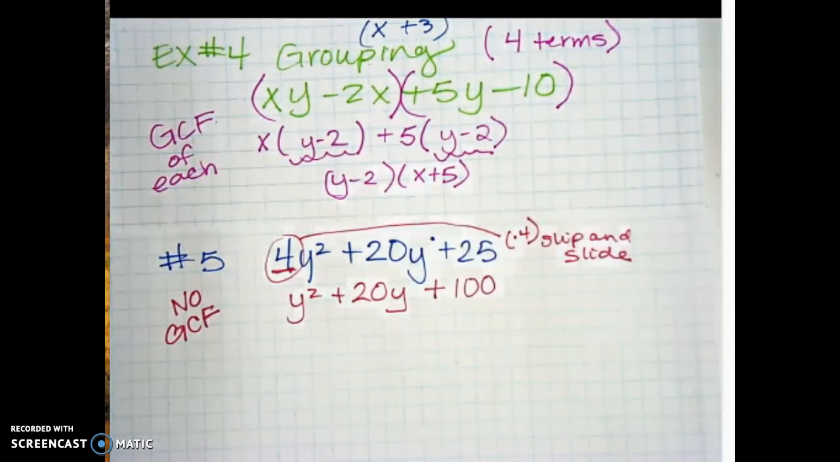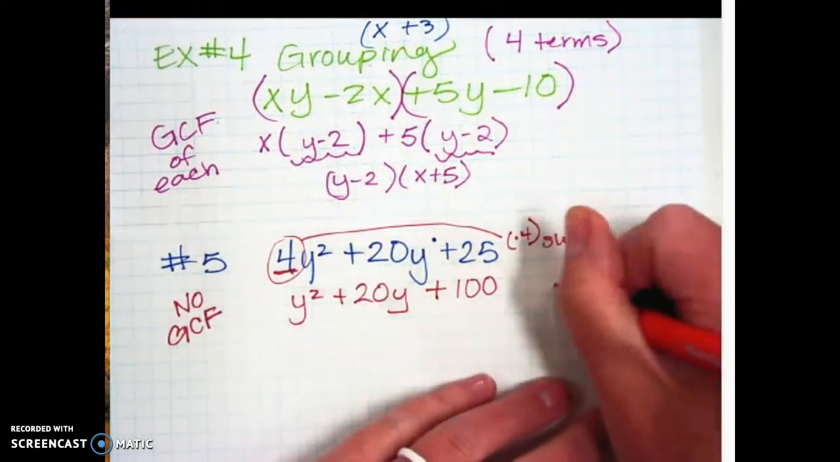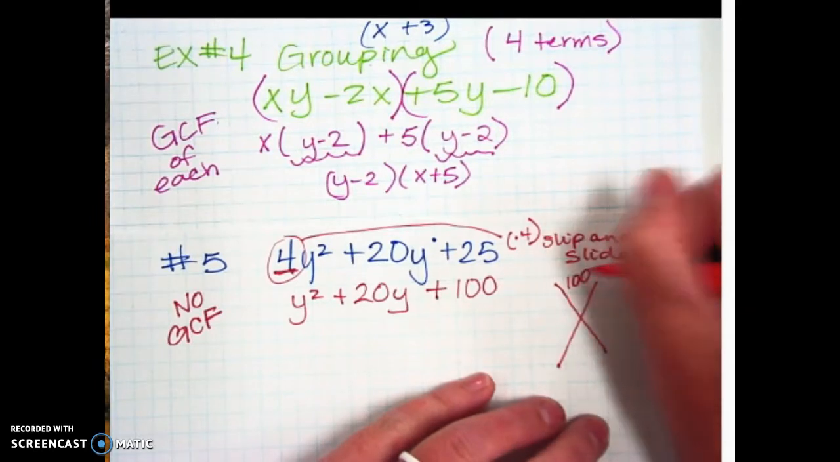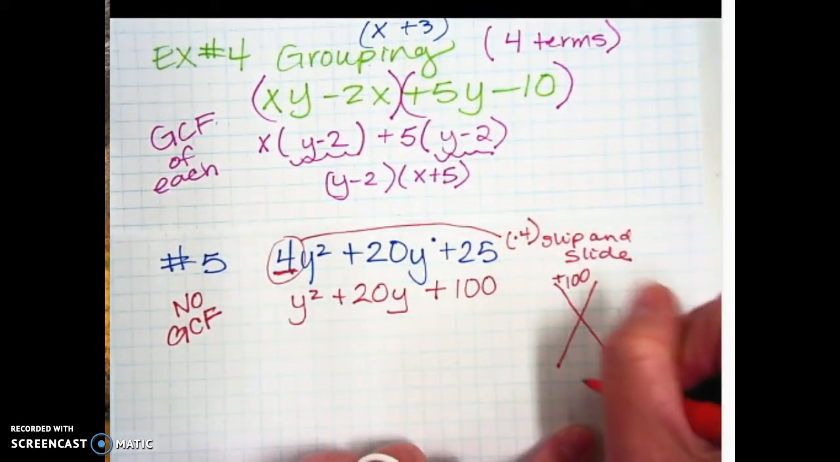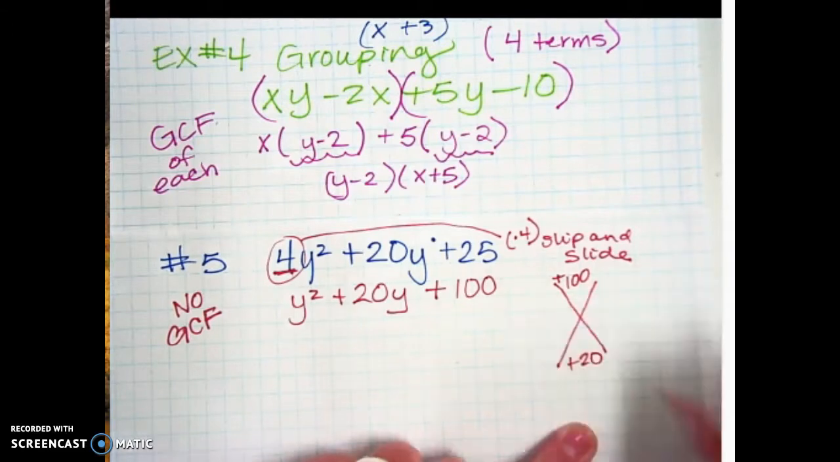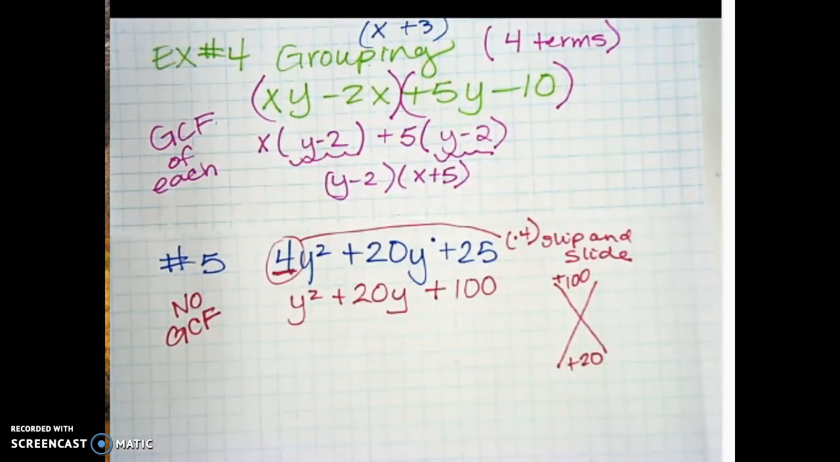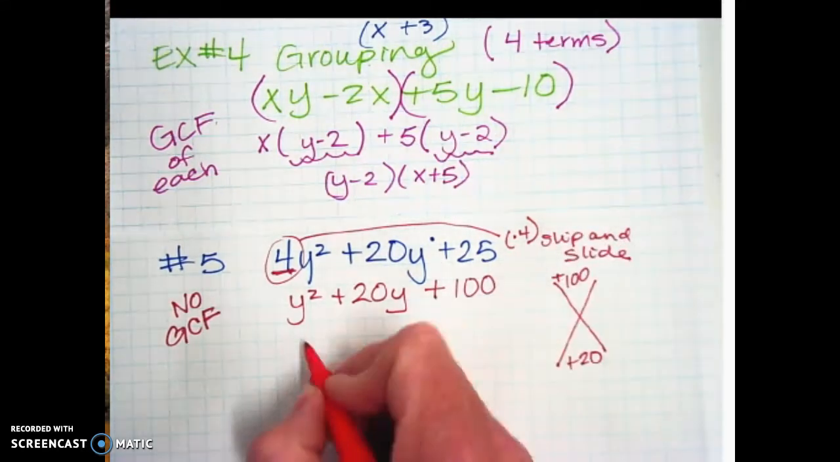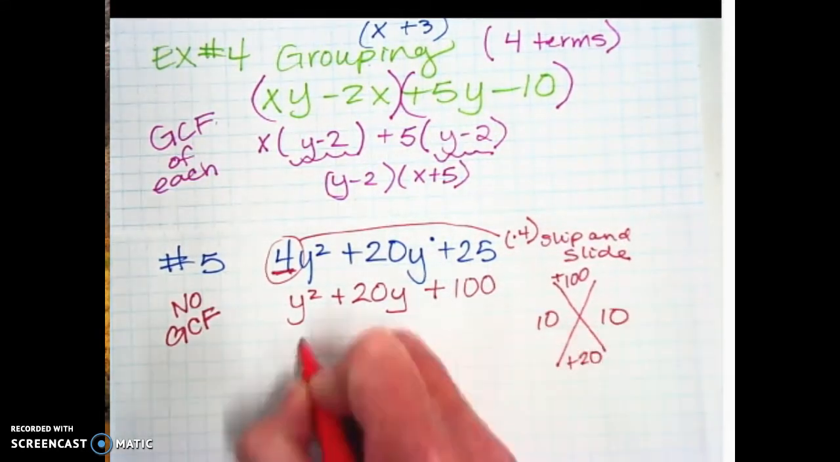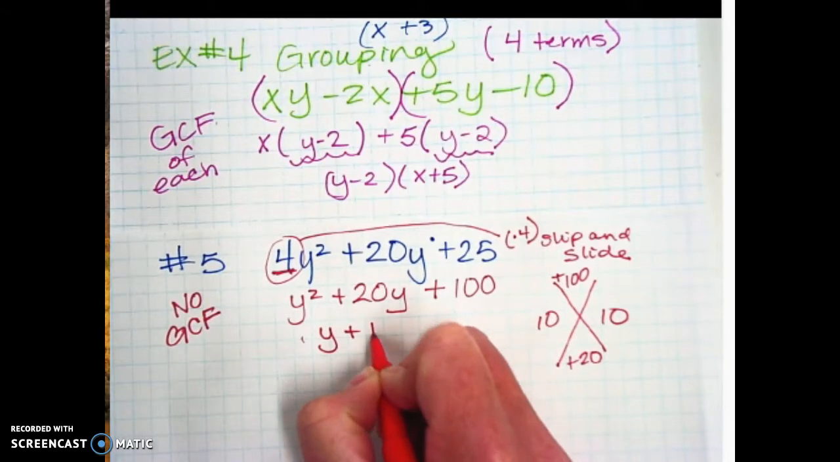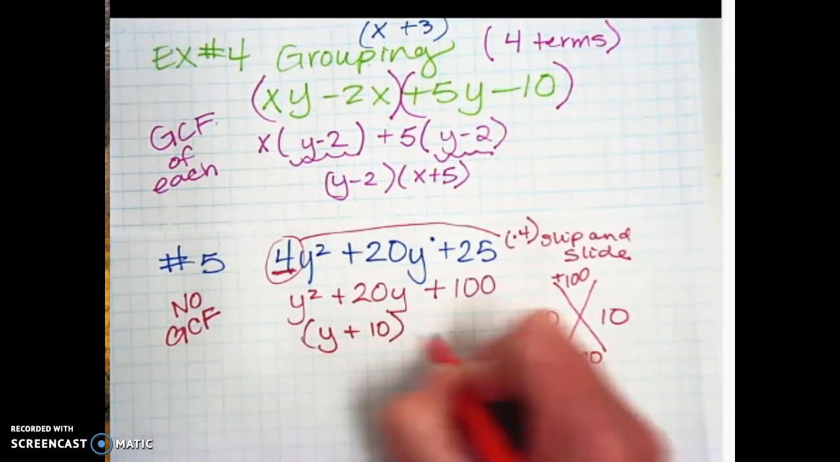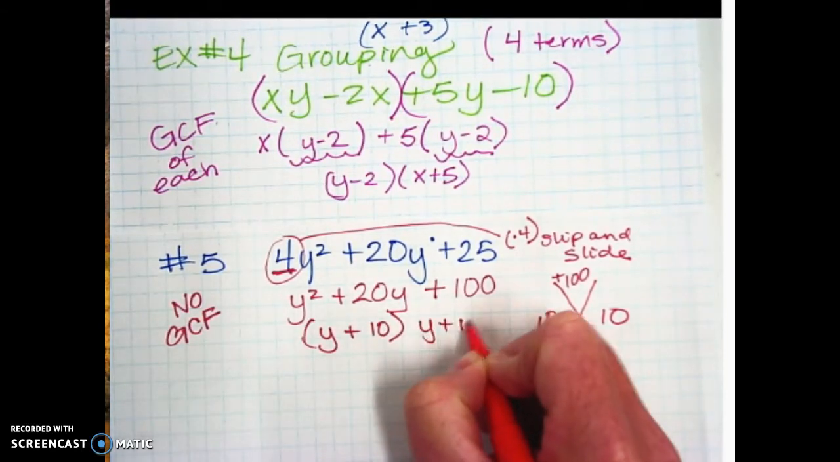Okay. Now can we factor this easily? Yes, right? This is a lot easier to factor. What 2 numbers will multiply and get positive 100, add or subtract to get 20? 10 and 10, right? So this factors to y plus 10 and y plus 10.